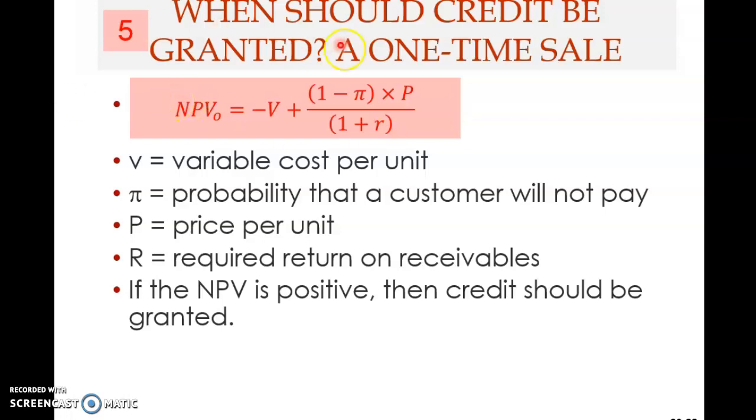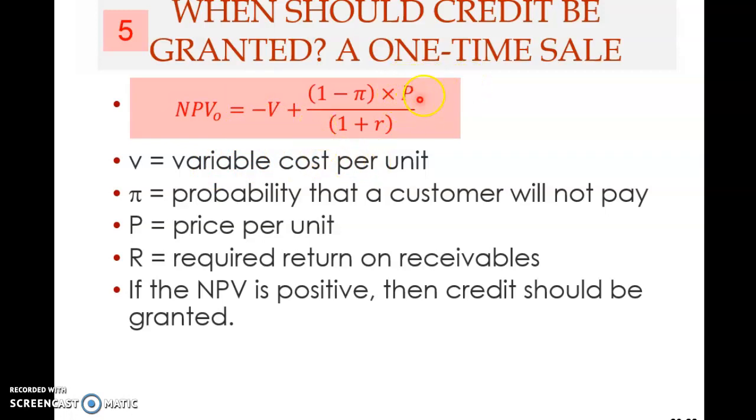So this is one model. We call this the net present value analysis, or NPV, net present value, just like we did earlier in the previous clip. Here the NPV formula we use is equal to negative V. This is the variable cost. Capital V is the variable cost per unit.